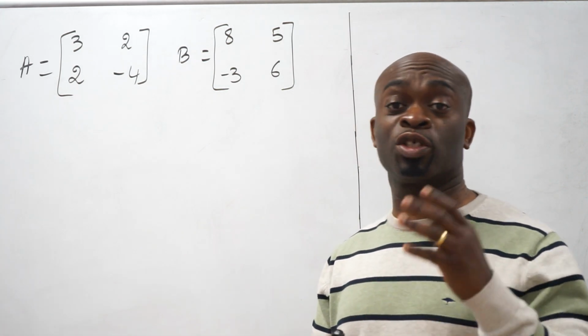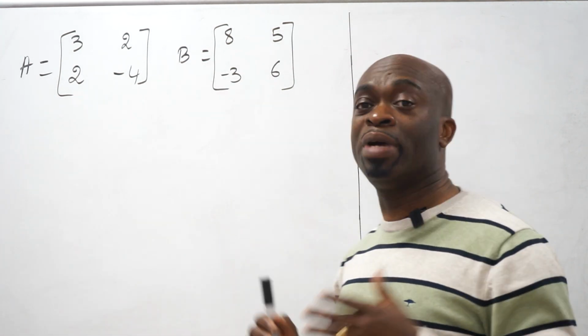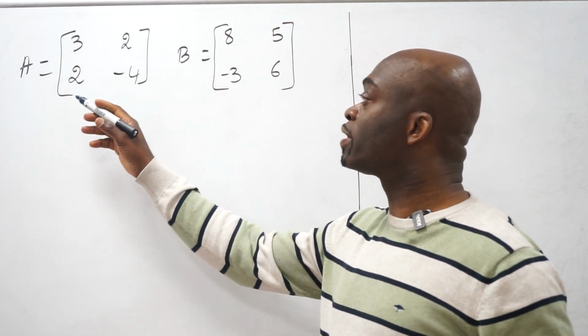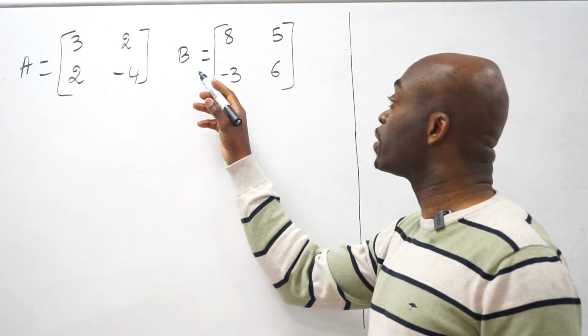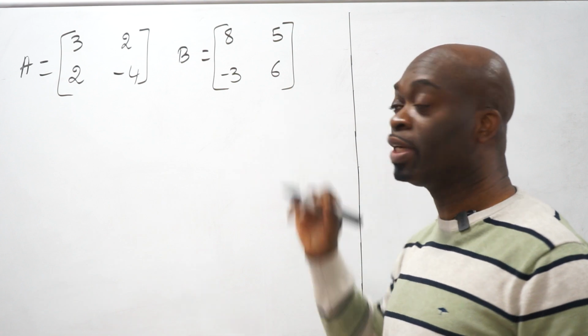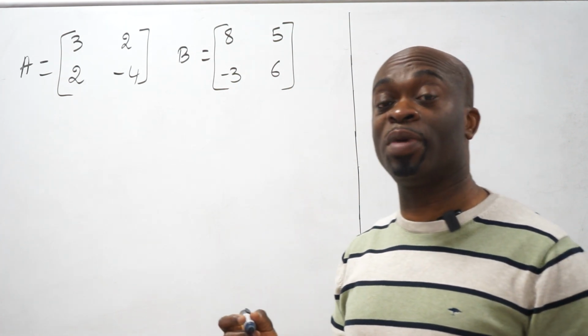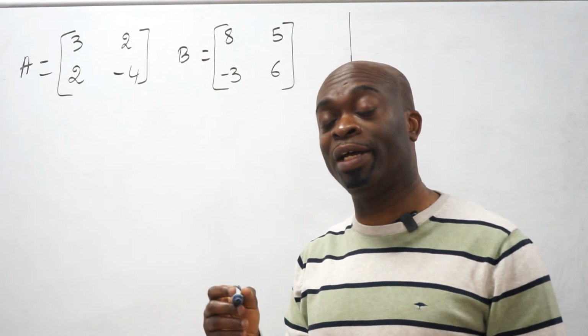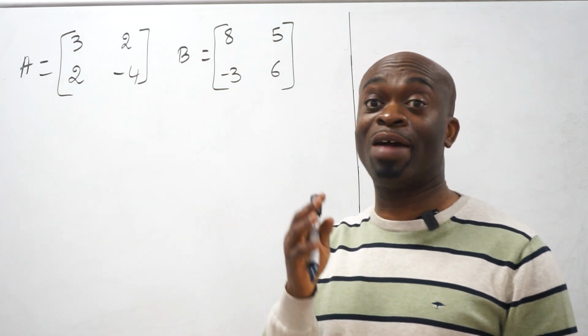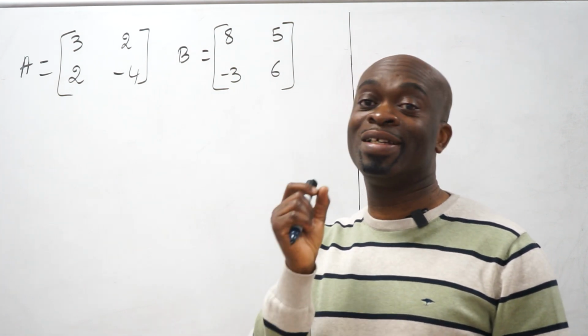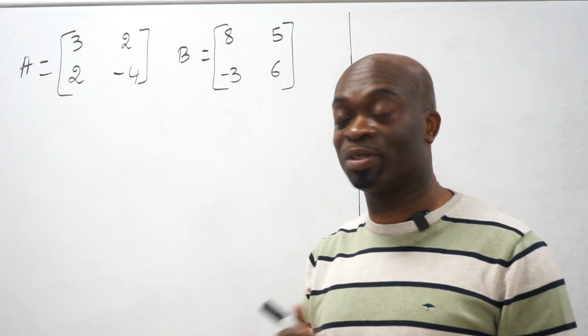We are going to add and subtract these two matrices here. So we have matrix A, which is 3, 2, 2, negative 4. Matrix B, which is 8, 5, negative 3, 6. The first thing to do is to determine the number of rows and the number of columns. Why? Because before you can add or subtract two matrices, they have to have the same number of rows and the same number of columns. So let's go for it.